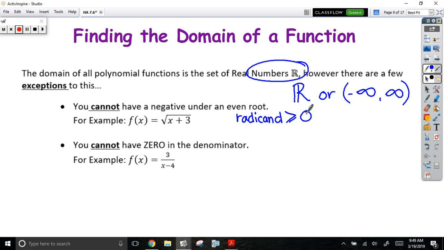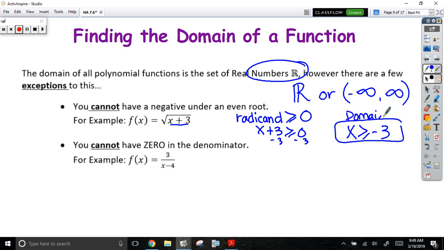So in this one, the radicand is x plus 3. So you would say x plus 3 has to be greater than or equal to 0. And then you actually solve for x. So subtracting 3 on both sides, your domain would be that x has to be greater than or equal to negative 3.